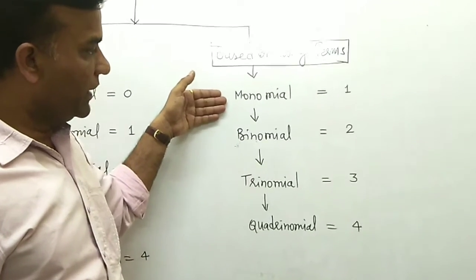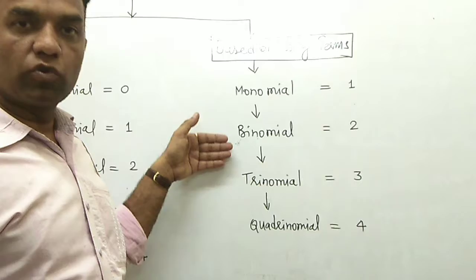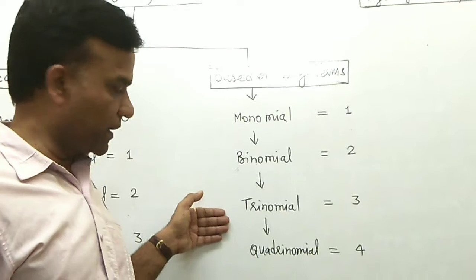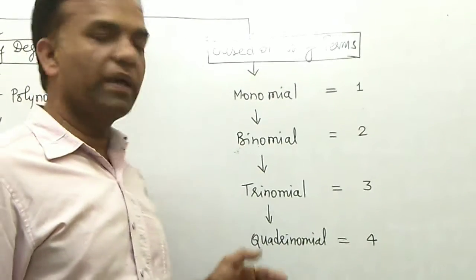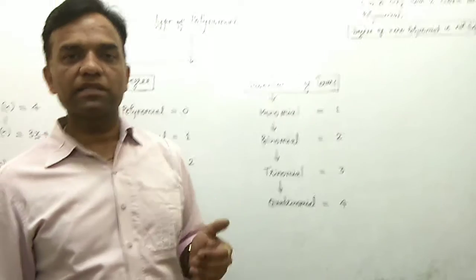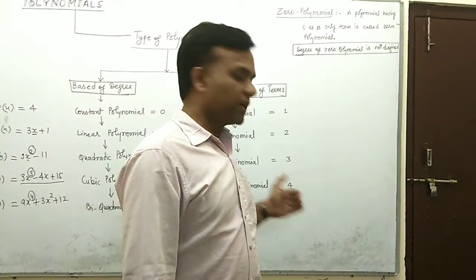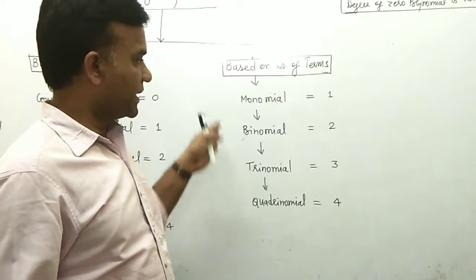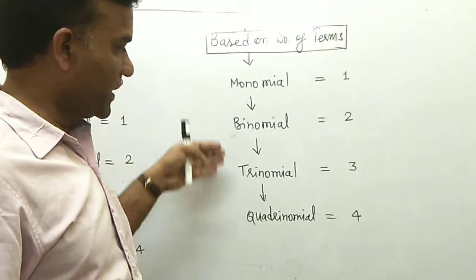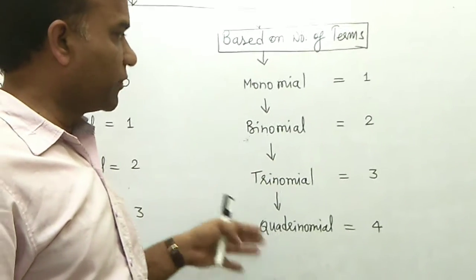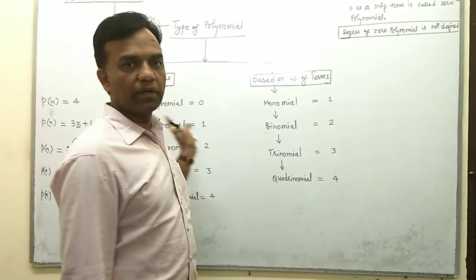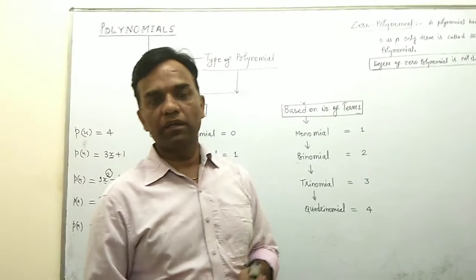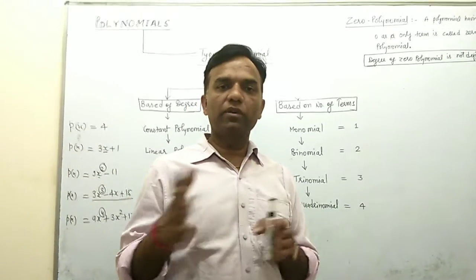That is called a monomial. A polynomial which has two non-zero terms is a binomial. A polynomial which has 3 non-zero terms is called a trinomial. And quadrinomial means a polynomial which has 4 non-zero terms. So basically here we divide into monomial, binomial, trinomial and quadrinomial. They include 4 parts. So there are 5 parts related with the degree and 4 parts related with the number of terms. So there are a total of 9 types given here, but basically you divide them into 2 parts.